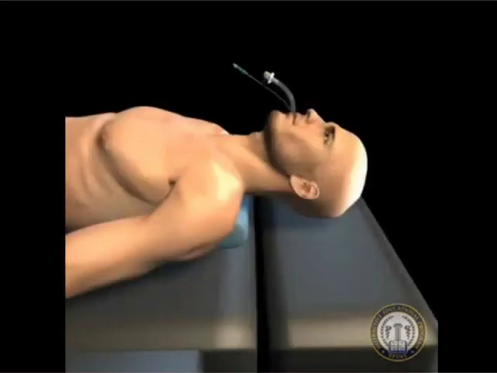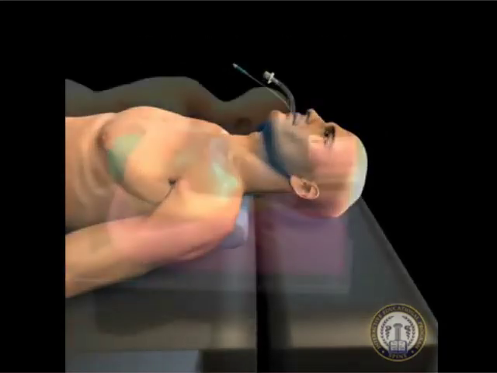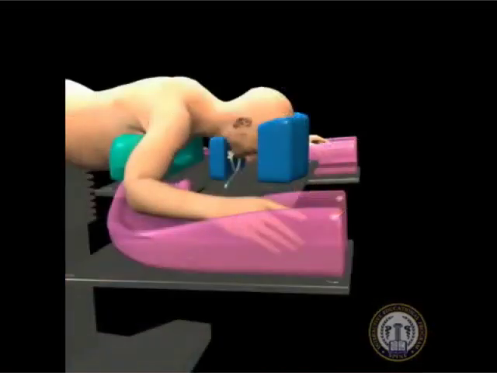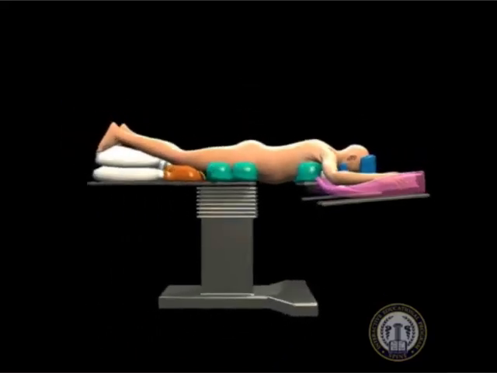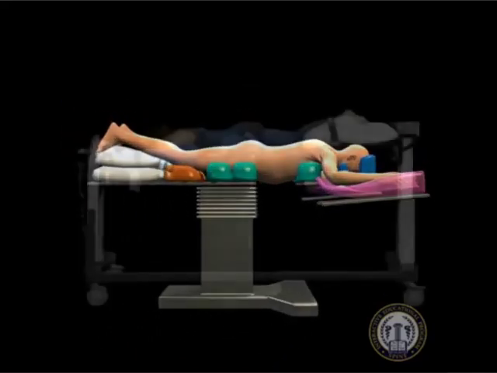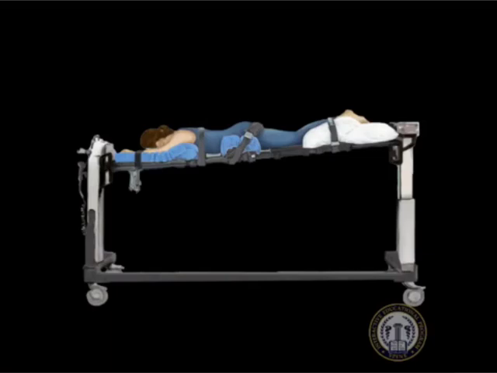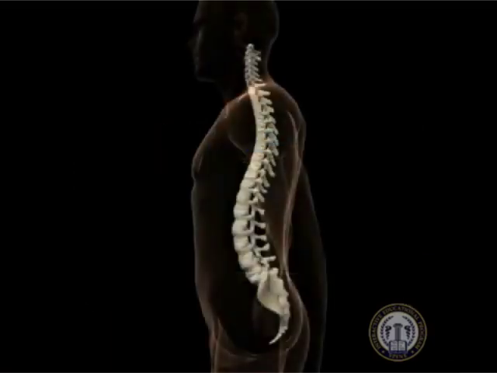Following induction of general endotracheal anesthesia, the patient is carefully turned to the prone position on a radiolucent table. The operative table options include either a standard table with chest rolls placed to maintain lumbar lordosis, or a Jackson-type table that places the hips in extension. Either option must maintain lumbar lordosis.